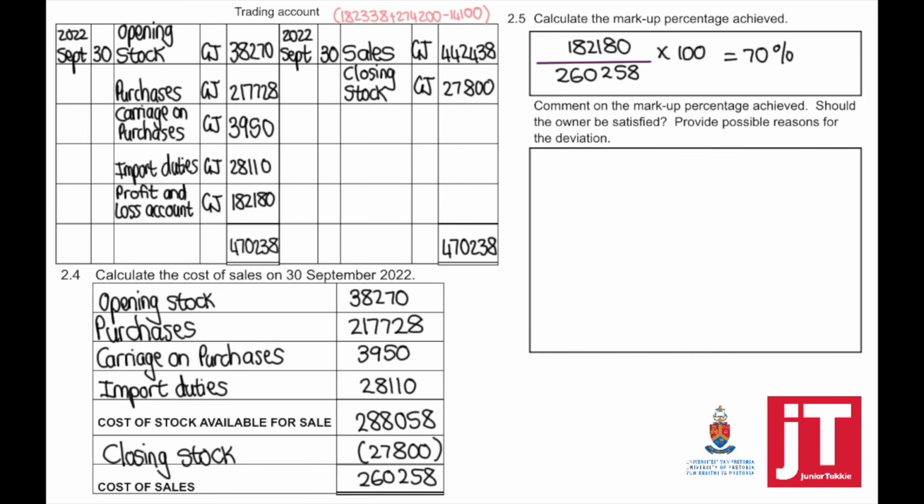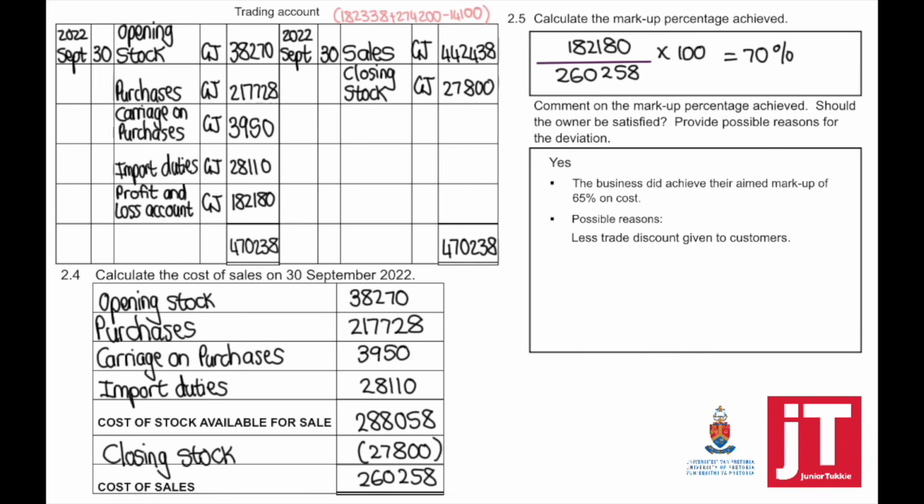Now, right in the beginning, they said the business has a markup percentage of 65%. So comment on the markup percentage achieved. Should the owner be satisfied? Yes. The business did achieve their aimed markup of 65% on cost. So now possible reasons. Think about reasons why we do not achieve our aimed markup. And if we now did achieve our aimed markup and it was even better, then you just mention the opposite.